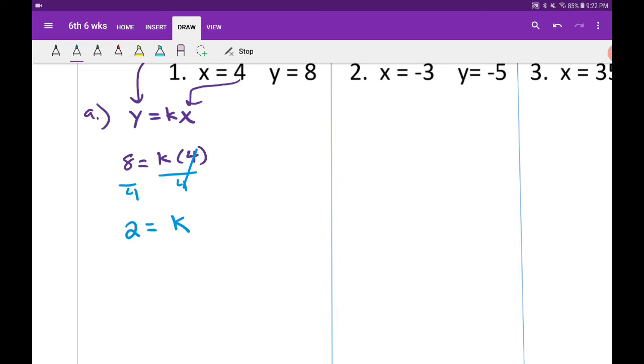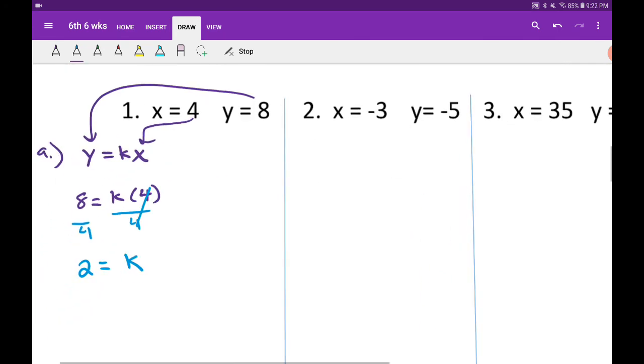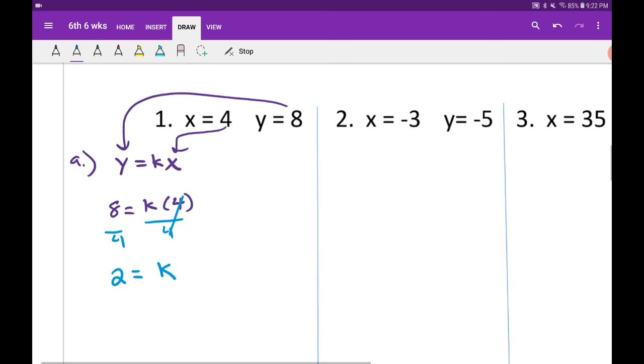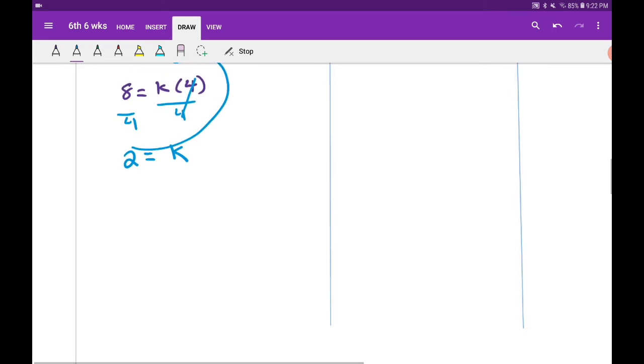All right, so now that we know k, if we look at the a part, use k to write the equation with only the k filled out. So our direct variation equation, y equals kx, we're going to plug in that k there. And we'll get y equals 2x. This is the general equation we're going to use to solve whatever problem we're trying to do.